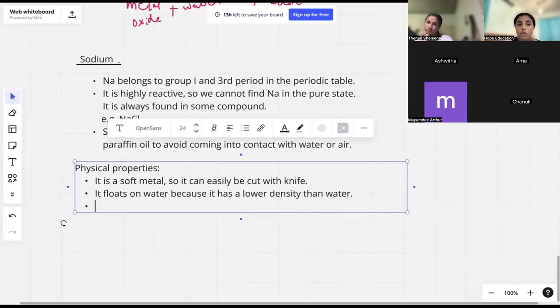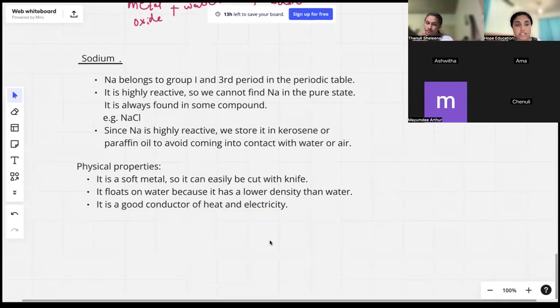Then another thing about sodium is that, just like any metal, it has properties like being a conductor of heat and electricity. Malleable and ductile do not apply to sodium, because you can't really hammer it, since it's too soft. But of course sodium, just like other metals, is a good conductor of heat and electricity.